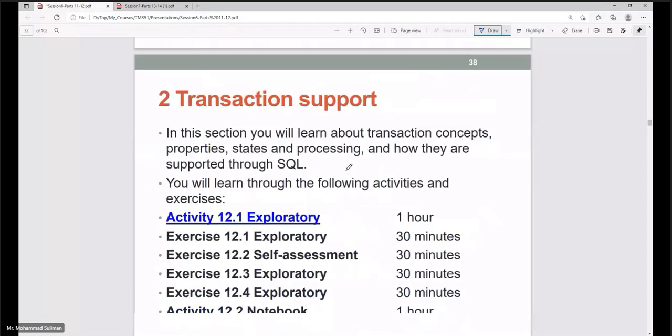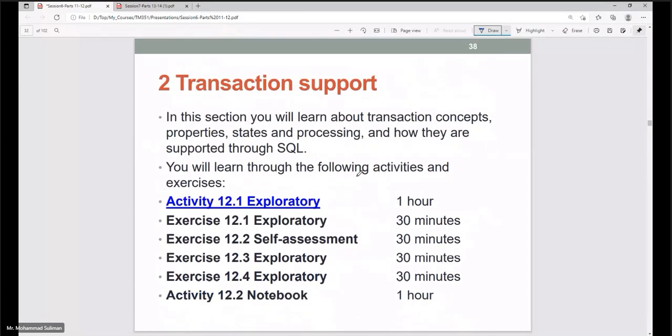When it comes to transaction support, we are talking about when we make any transaction in the database. A transaction here means any update or any CRUD operation, create, update, retrieve or delete, any operation we make inside a database. This operation should either be successful completely or fail completely. There should not be a partial transaction done. And we'll do this by taking an example, so let's see this from activity 12.1.